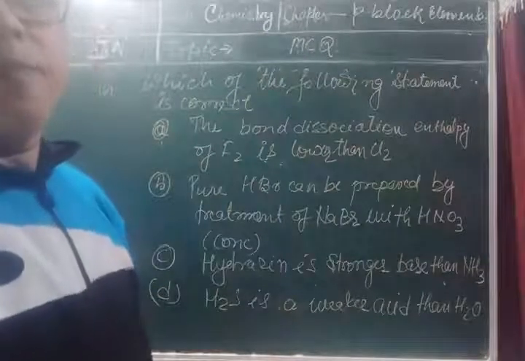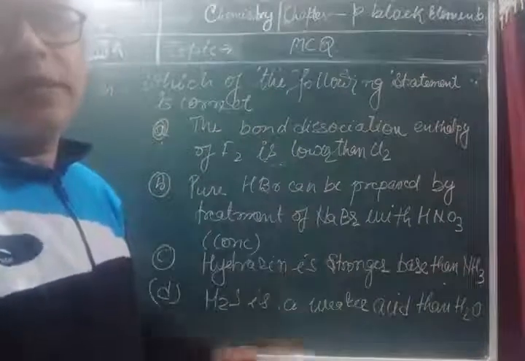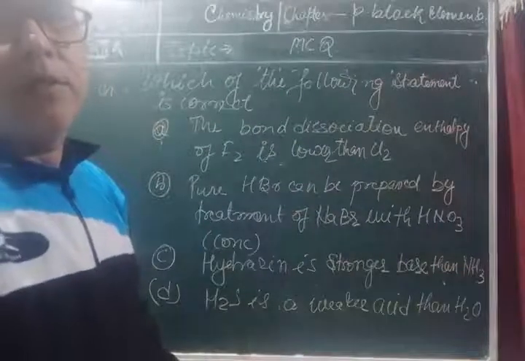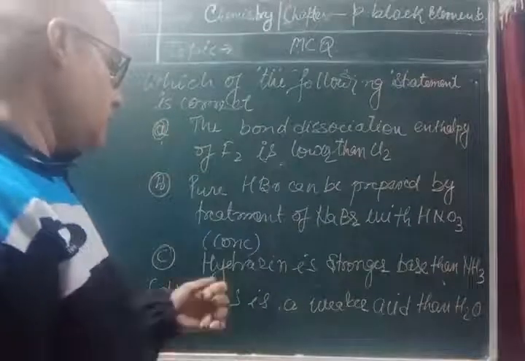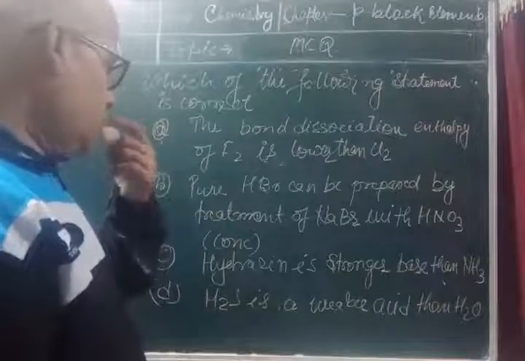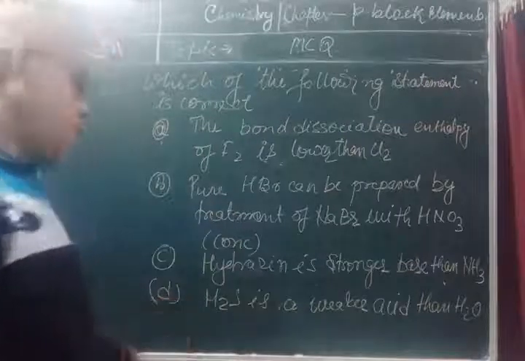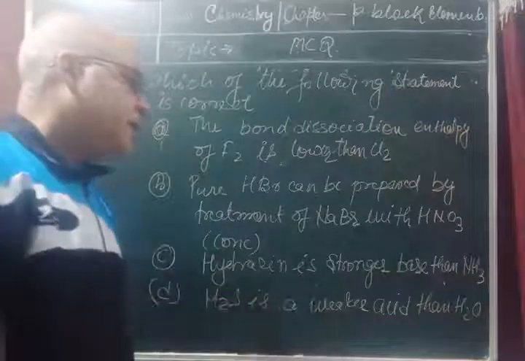You have to see which one is the true statement. Now see one by one. First of all, we will see from the last option: H2S is a weaker acid than H2O.